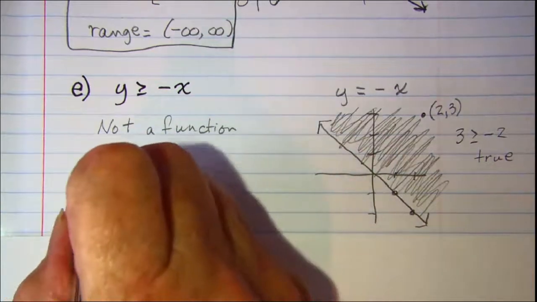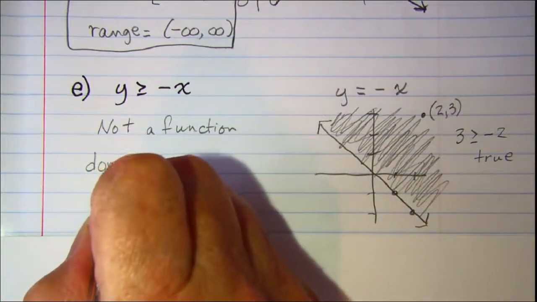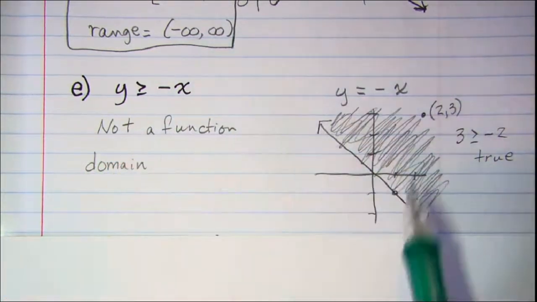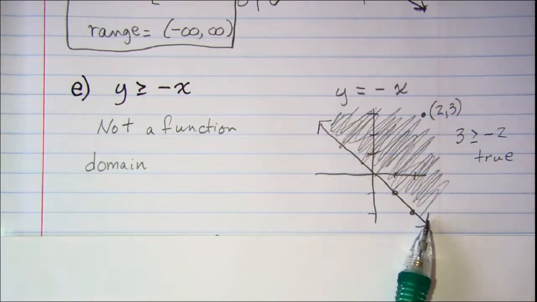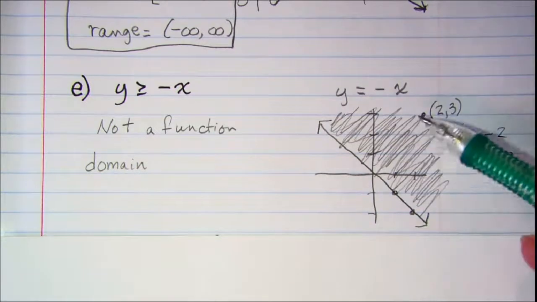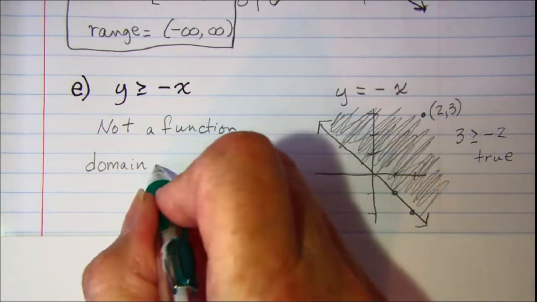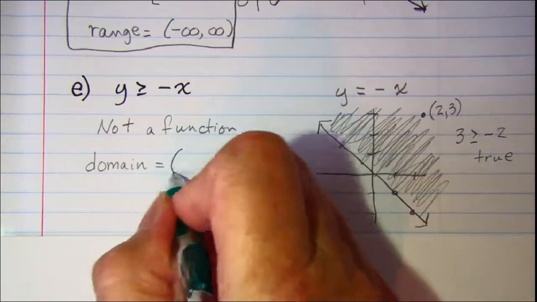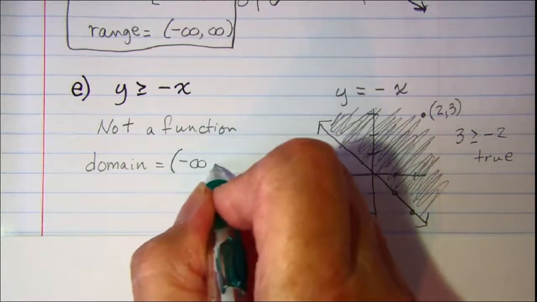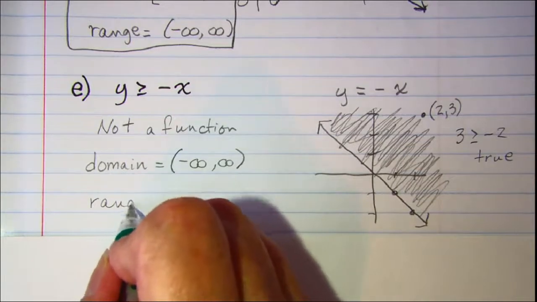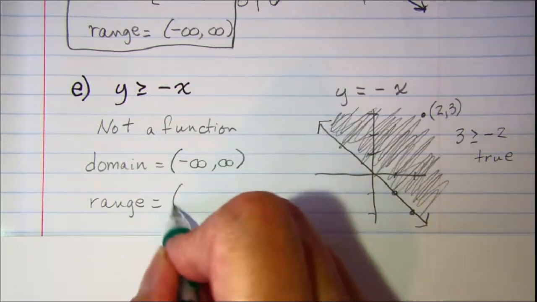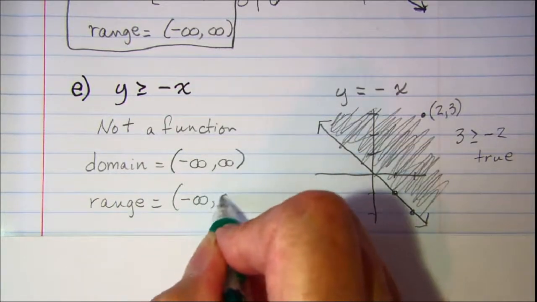Now, as far as our domain and range go, because of the shading and because of these arrows showing that we go left and right forever and up and down forever, our domain is a set of all real numbers, which we'll show with negative infinity to positive infinity. And the range is also all real numbers, from negative infinity to positive infinity.